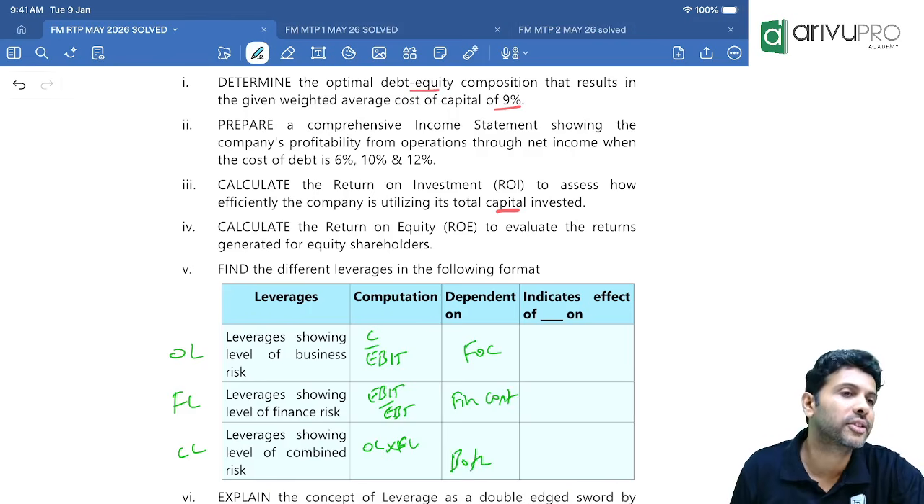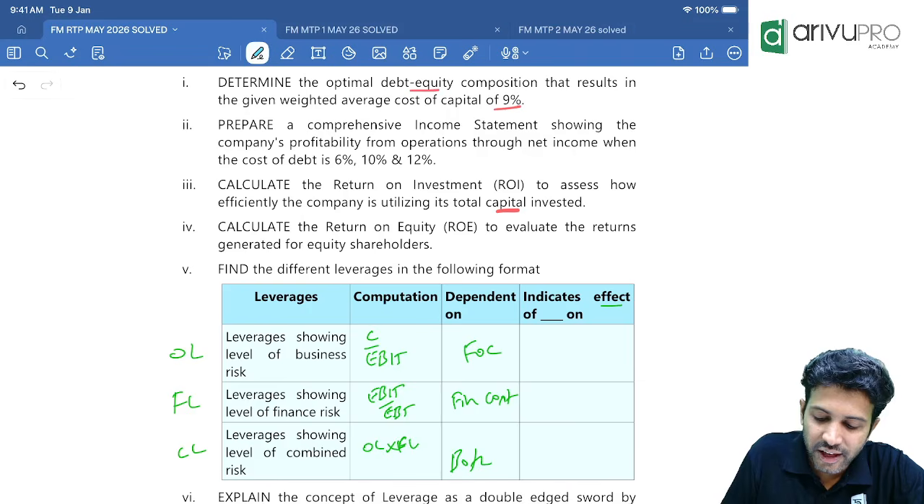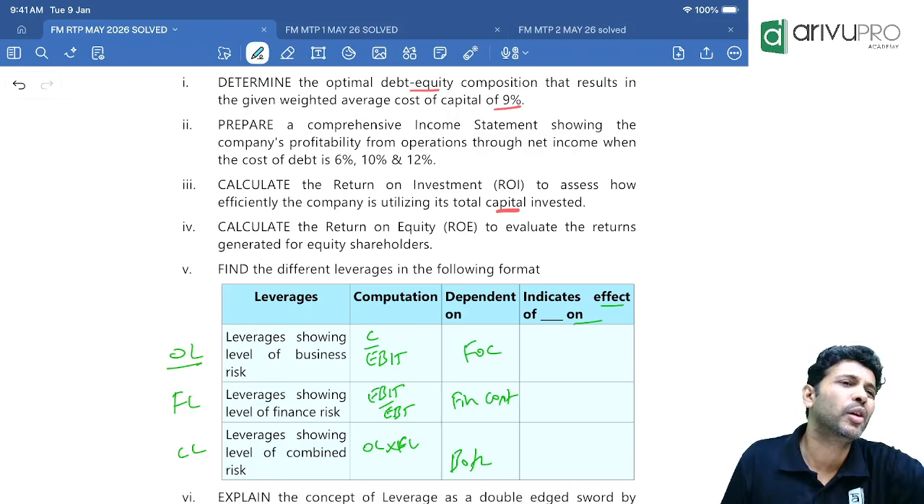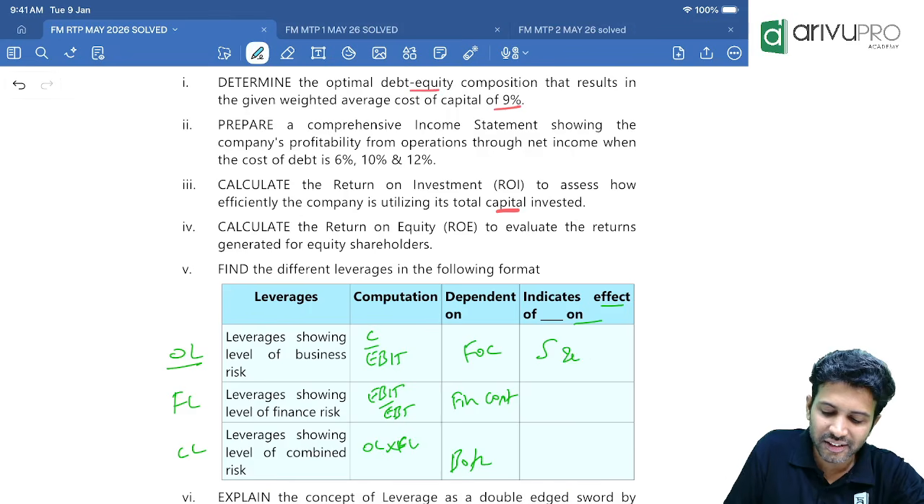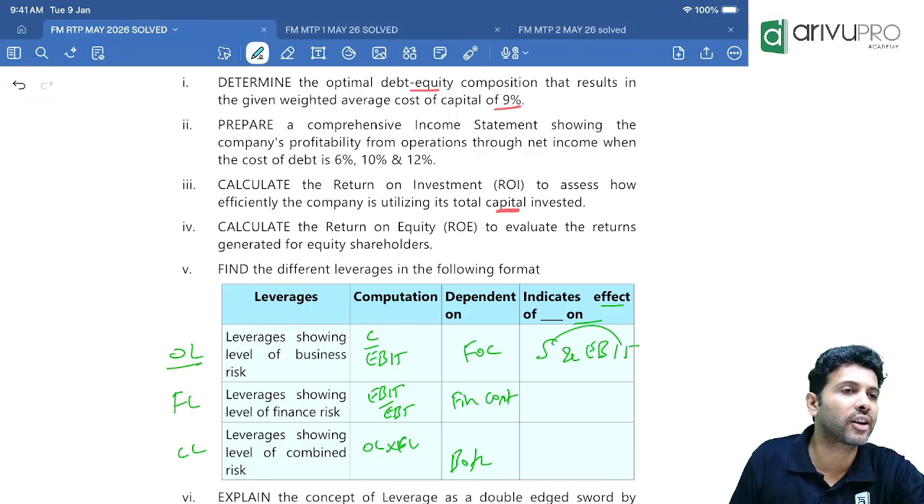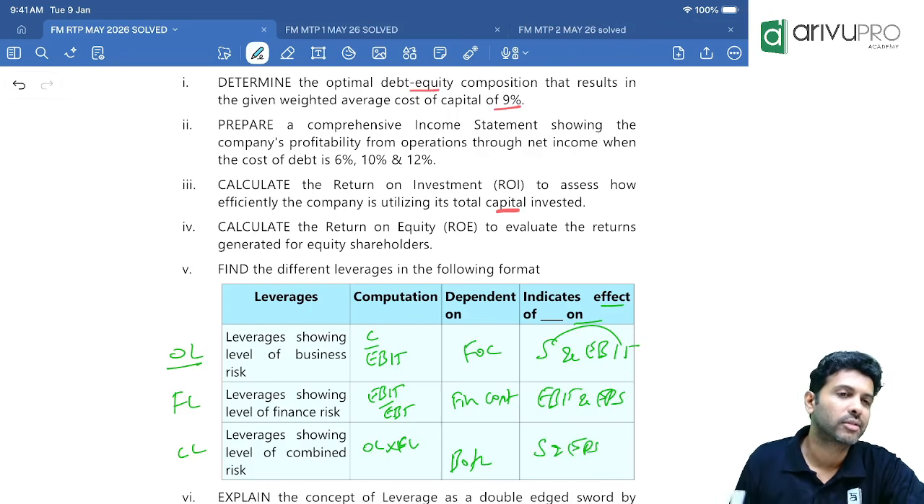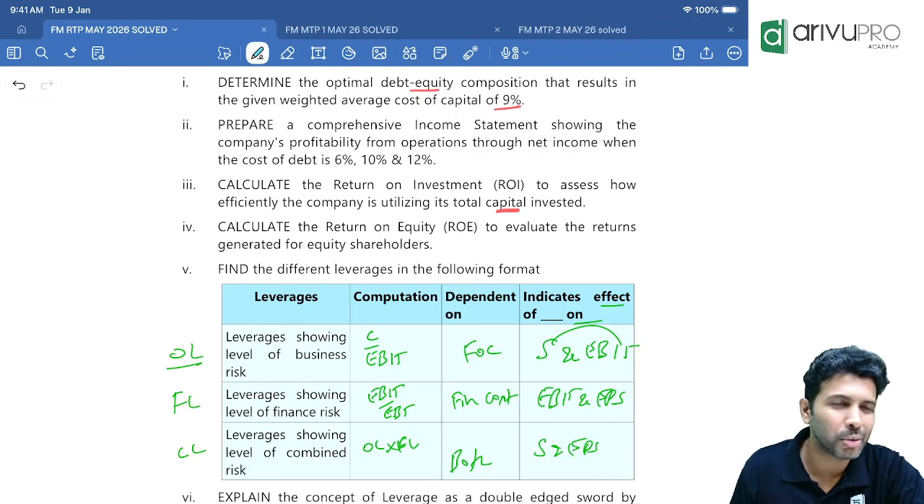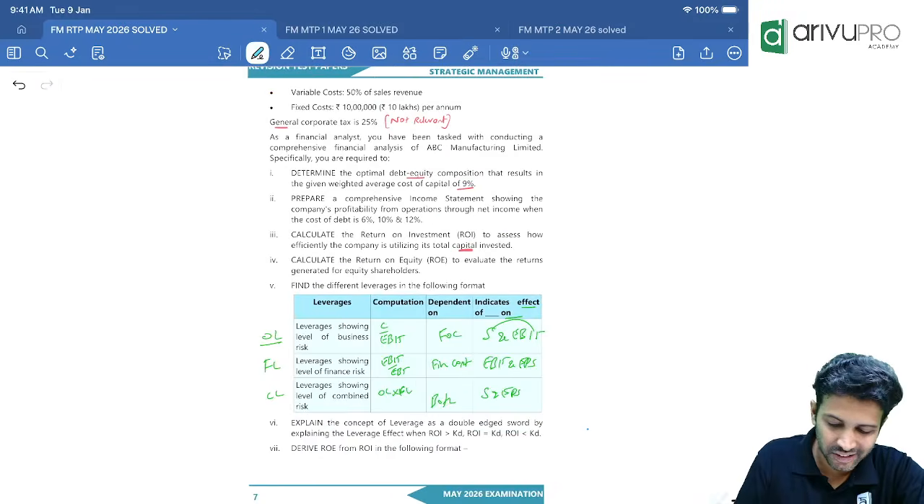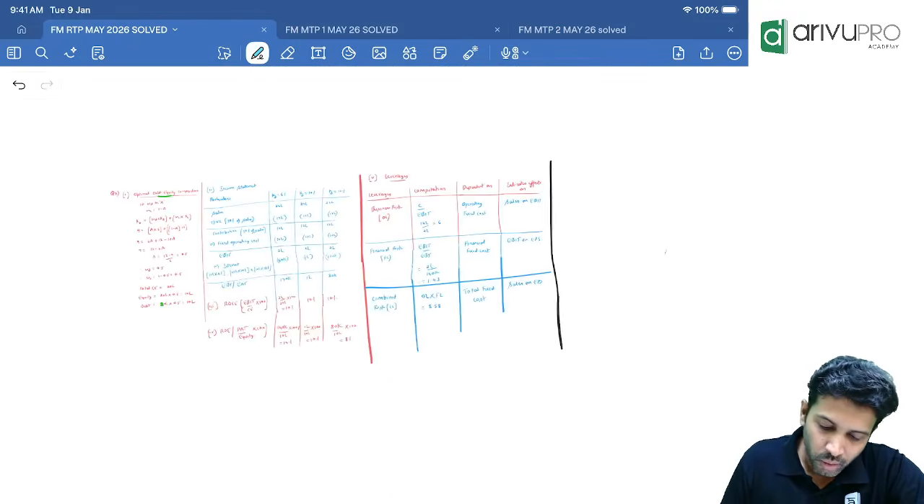That is your dependency. Now they are asking the effect. This leverage measures effect on what and what? We already know. Operating leverage measures the relationship between sales and EBIT. How do sales affect your EBIT? Financial leverage measures the relationship between EBIT and EPS. Faltu, they're trying to make a mountain out of a molehill. Very straightforward this is. That's what I've written here.